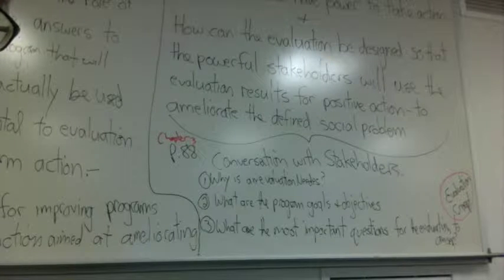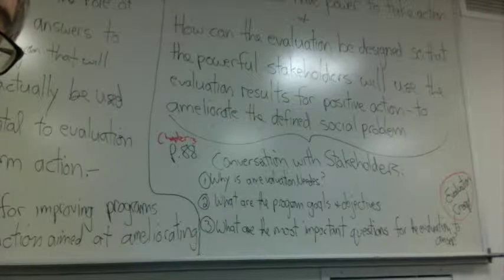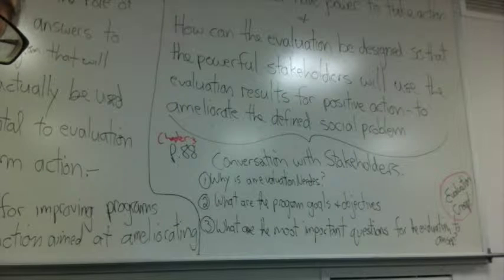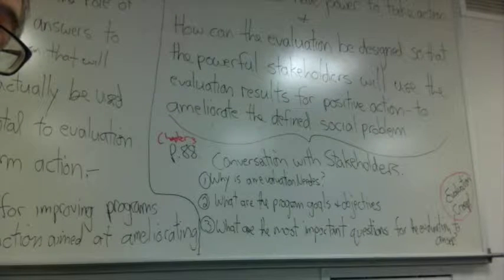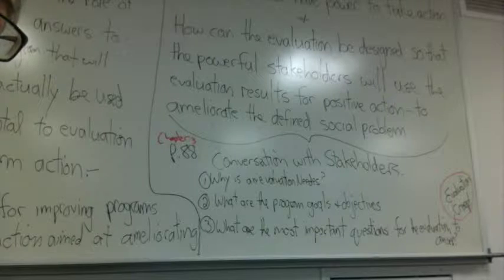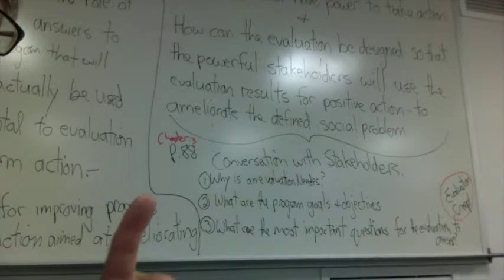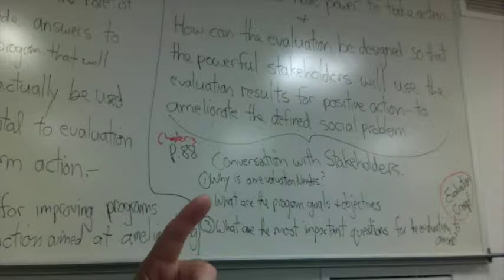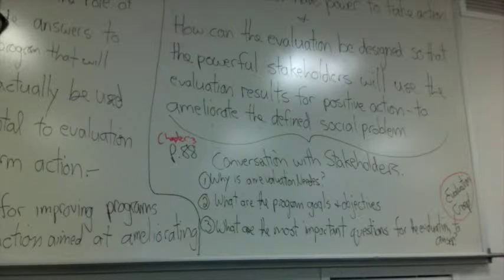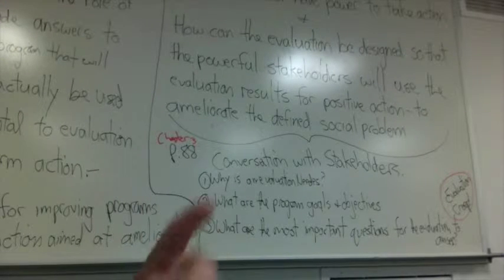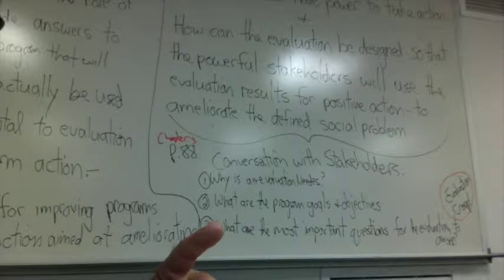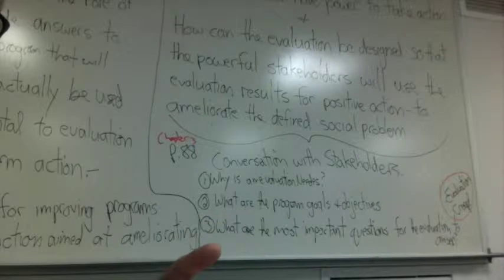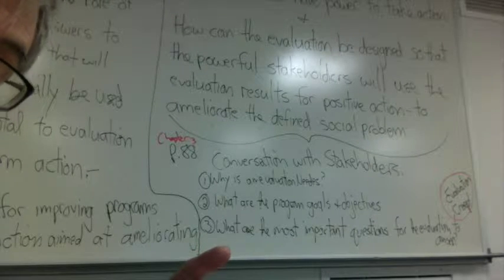Rossi goes into this in depth in chapter 3 on page 88, and he says that there are really 3 important questions to answer in your discussion with these stakeholders. One, why is an evaluation needed? Secondly, what are the program goals and objectives? And third, what are the most important questions for the evaluation to answer?